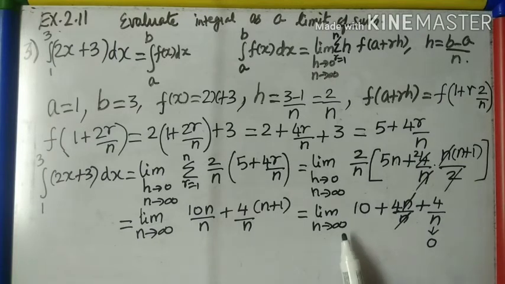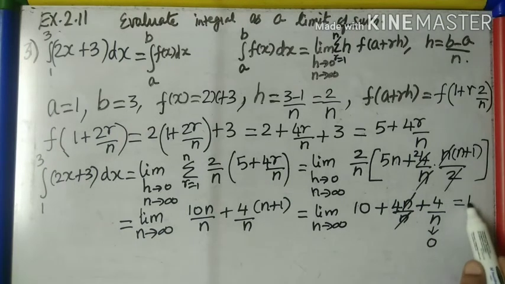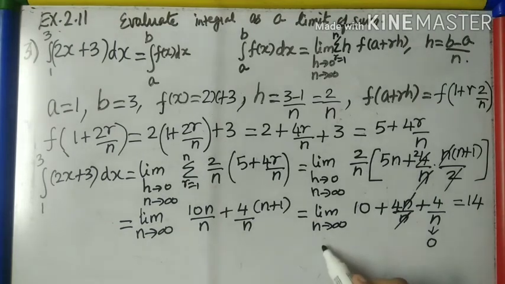Because n tends to infinity means n in the denominator will tend to 0. I am left with 10 and 4. 10 plus 4, my answer is 14. Now I have to cross check. So how will I verify the answer?